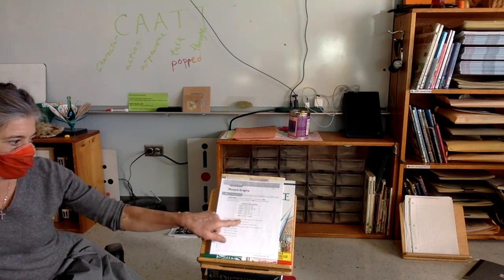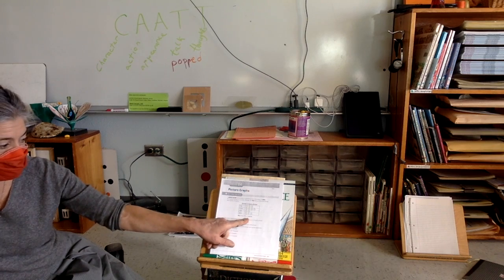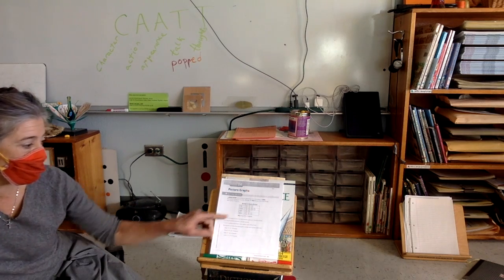So if you look at this, what's the key tell you? Each apple symbol is 2 apples. So always look at the key. This pictograph shows how many apples a group of children picked. Each apple symbol stands for 2 picked apples.